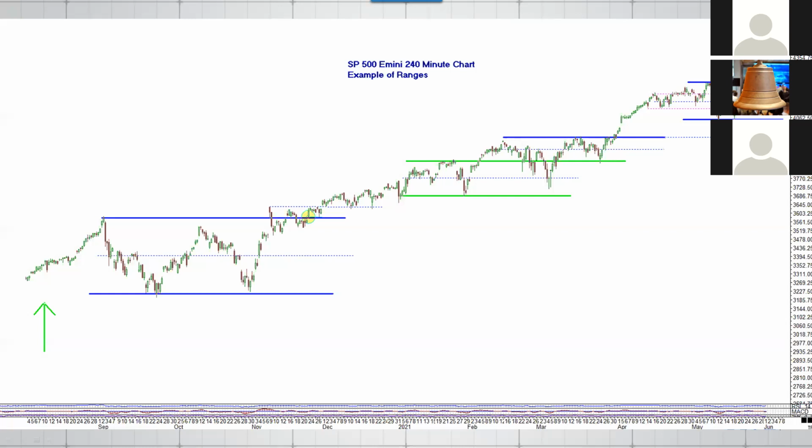And that can happen in reverse as well. It can break out to the downside, reverse, come back up, and then usually your strongest move is going to be from that type of price action.